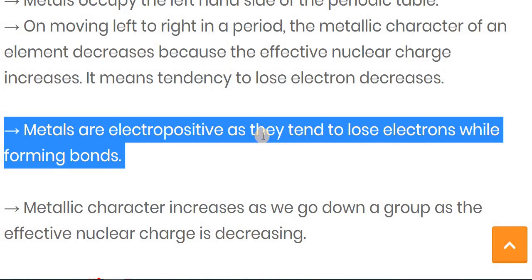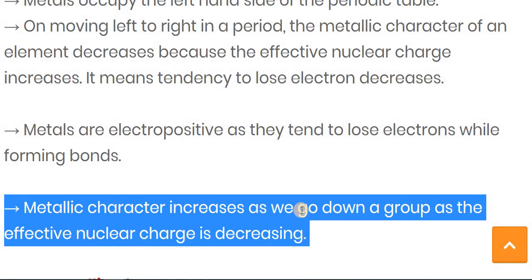The metals are electropositive as they tend to lose the electron while forming bonds, and the metallic character increases if you go down a group as the effective nuclear charge decreases. In a period, if you are moving from left to right, then a strong attraction force occurs. Why? Because the distance between the nucleus and the outermost orbit decreases. Due to that, the strong attraction force occurs, and the element cannot easily lose the electron.